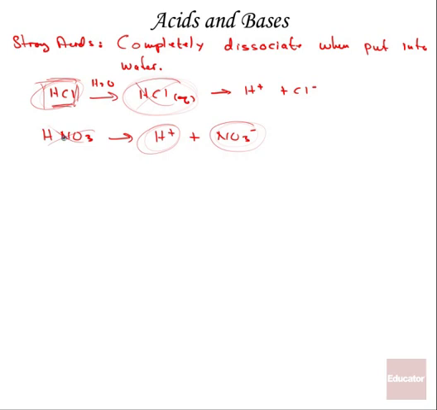So anytime you're looking through a list of equilibrium constants for acids, if it's not there, it's a strong acid. That's pretty much how you tell.